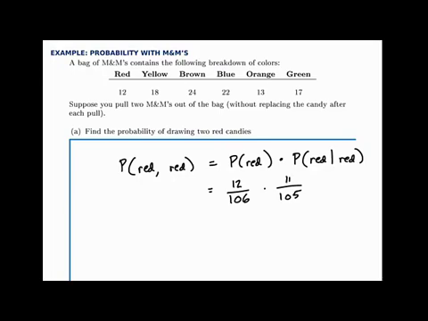So we calculate those 2 probabilities, and that second one is the conditional probability on the condition that the first one was also red. Now when we multiply those, we get 132 out of 11,130, which corresponds to about 0.0119.